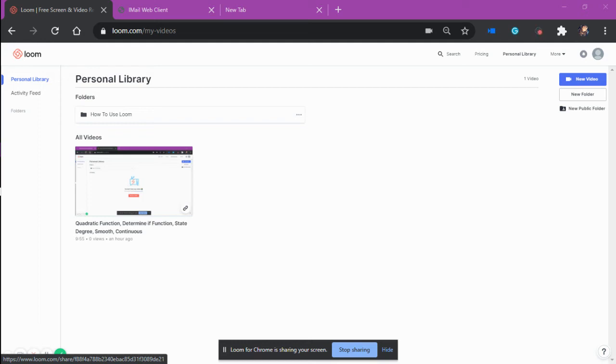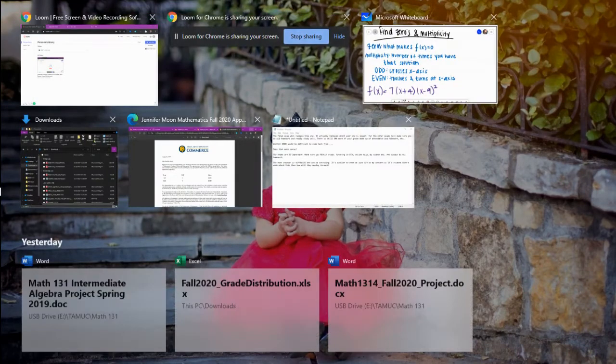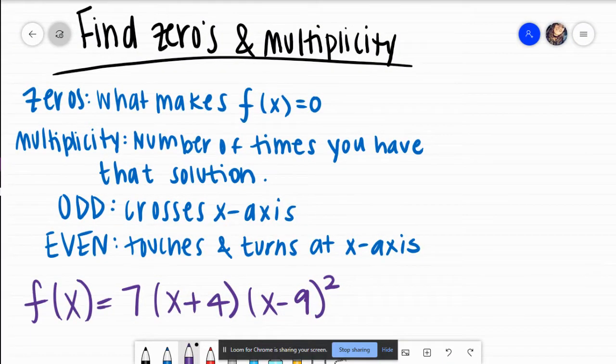Hey y'all, we're going to actually look now at zeros and multiplicity. So a problem asks you to find the zeros and the multiplicity. Okay, so zeros are what makes our function equal 0. So the way we would find our 0 is to set our function equal to 0 and then solve. Our multiplicity is the number of times you have that solution.